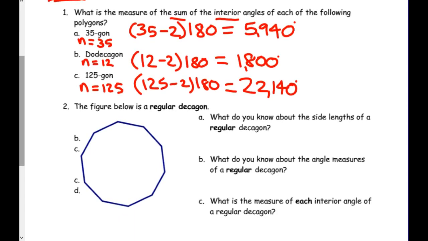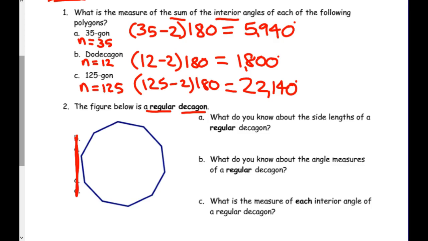So look at number 2. Okay? Ignore this business over here. Okay? So the figure below is a regular decagon. Now let's remember, what does regular mean for polygons? Okay, so the sides are congruent. They're all the same. Their measurements are equal. Okay? So remember, regular means all the sides are congruent, and all the angles are congruent. Everything's the same in a regular polygon.